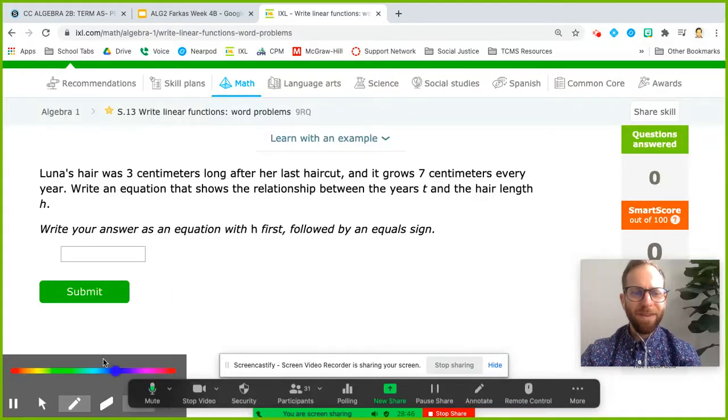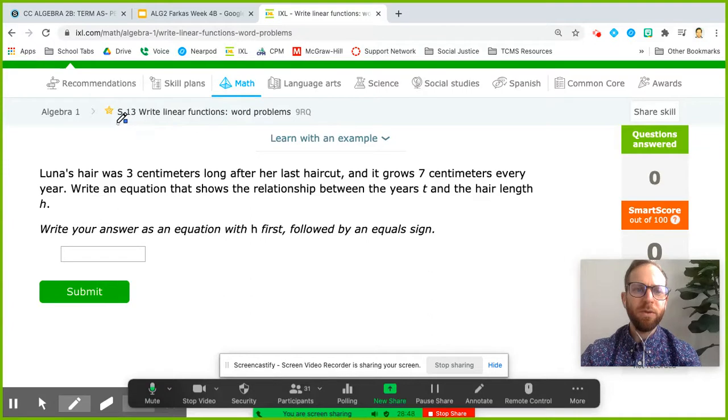Hello. In this video, I'm going to show you how to do IXL Algebra 1 topic S13, which is writing linear functions from word problems. In class, please take down these notes as we go through them. You don't have to copy the whole question, but please make notes of the important items that we go over.